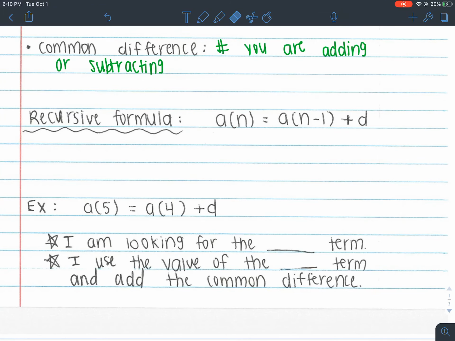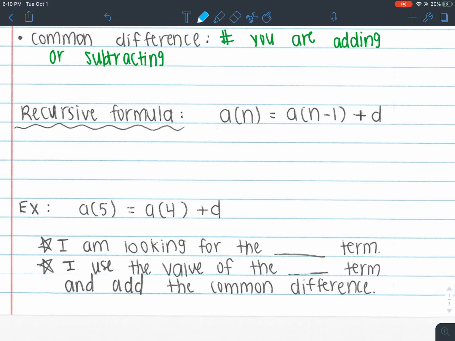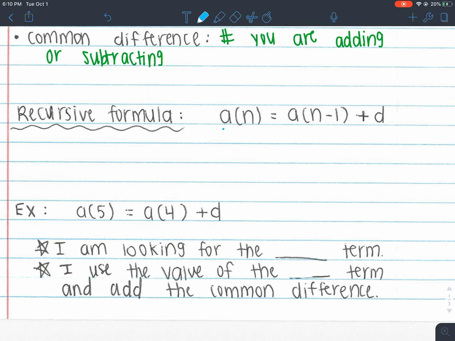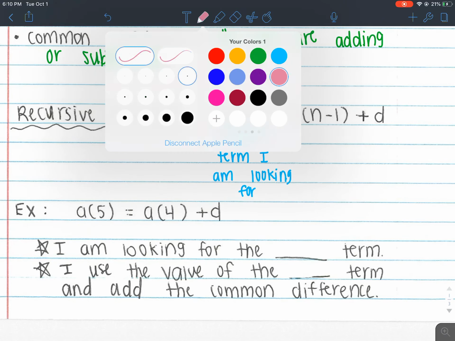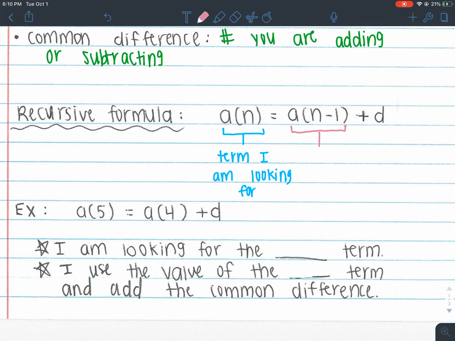Okay, so let's do recursive formula real quick. Now, recursive formula is just the way I defined this, and it looks really scary, but I promise it's not as scary as it looks. So the a of n part, just like function notation, like f of x, we pronounce it the same way, a of n. This is going to be the term I am looking for, or the one that I am talking about. The second part, a of n minus 1, is the previous term, or the term that was right before the one I'm looking for. The last part here, the plus d, that value represents your common difference.